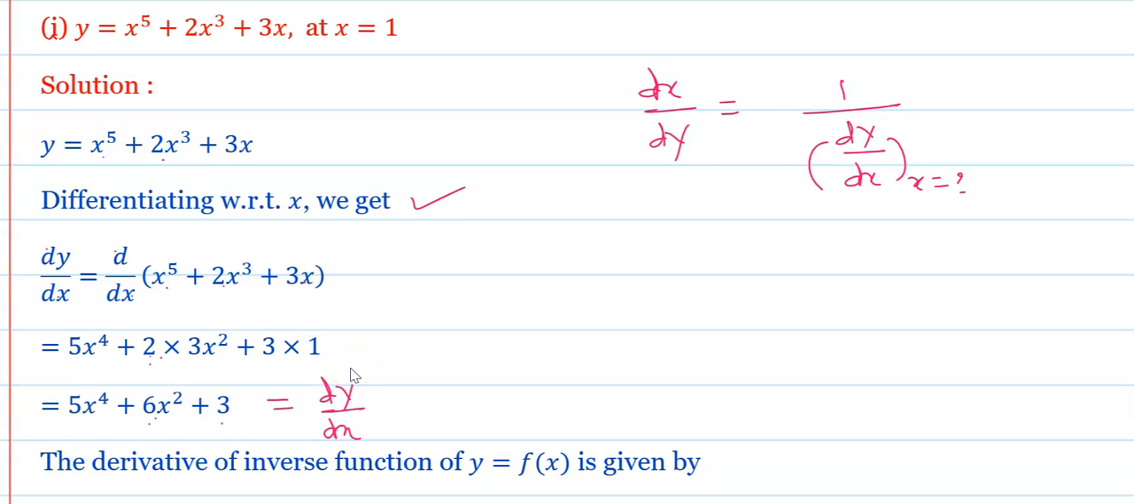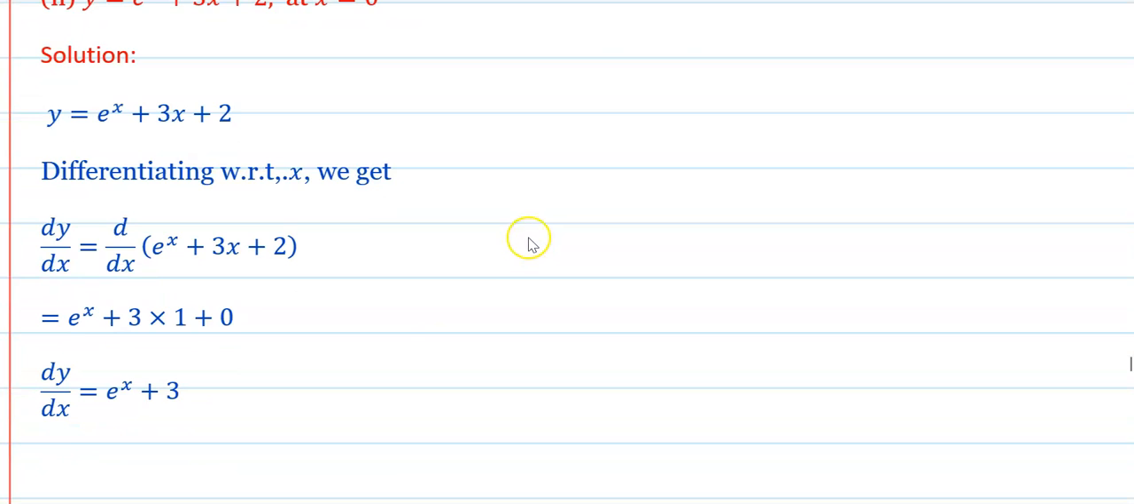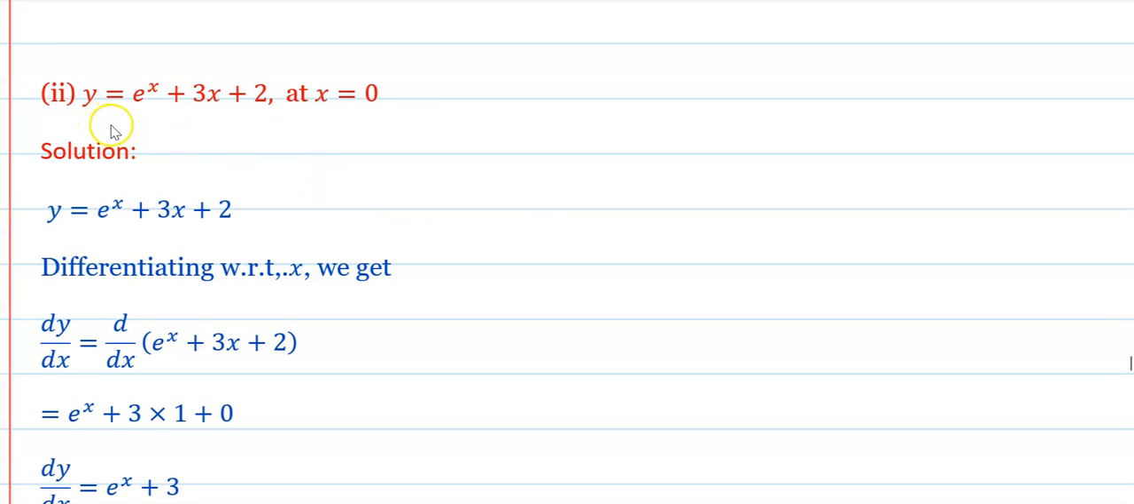And find the derivative of the inverse function of y equals f of x. Means dx upon dy is equals to 1 upon dy by dx at the particular x is equals to whatever is given. You can see that. Now the next question. Y is equals to e raised to x plus 3x plus 2 at x is equals to 0. Now differentiate this again with respect to x. The derivative of e raised to x is e raised to x. The derivative of x is 1.